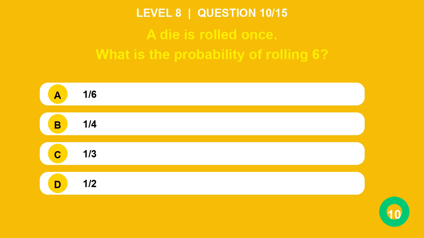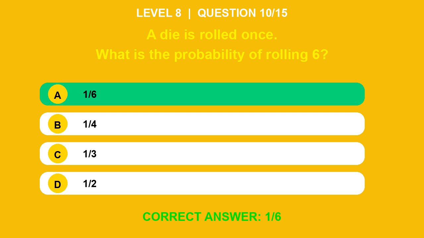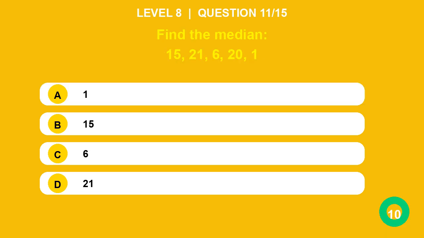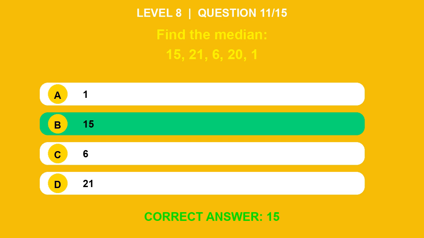What is the probability of rolling 6? Answer is 1/6. Find the median. 15, 21, 6, 20, 1? Answer is 15.